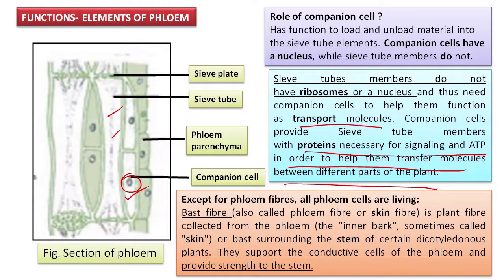One thing we should note: except for phloem fiber, all phloem cells are living. Phloem fiber is also known as bast fiber or skin fiber. It is a plant fiber collected from the phloem or bast surrounding the stem of certain dicotyledonous plants. They support the conductive cells of the phloem and provide strength to the stems. They provide strength to the stem due to dead cells.